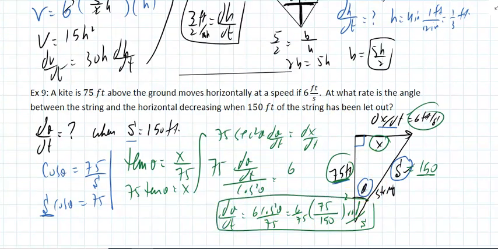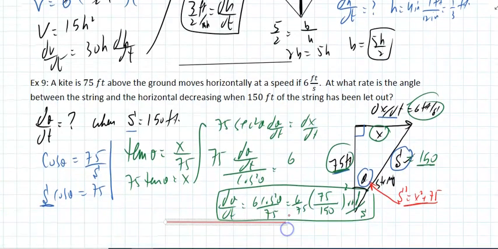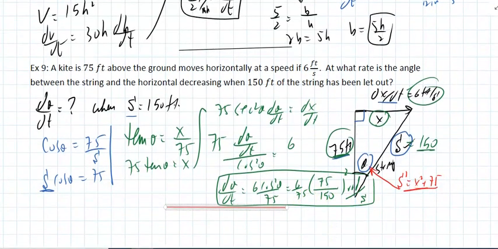By the way, there was a third equation. I could have said s squared equals x squared plus 75 squared, but that doesn't include theta. So I have multiple options. I need the option that fits my needs. And that's pretty much it for this section.